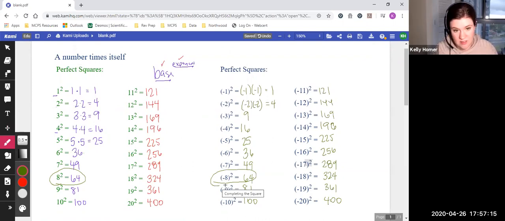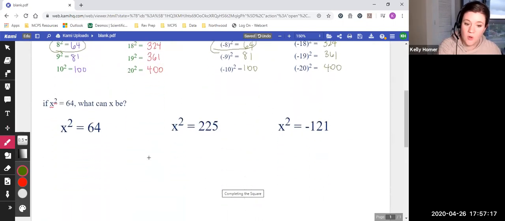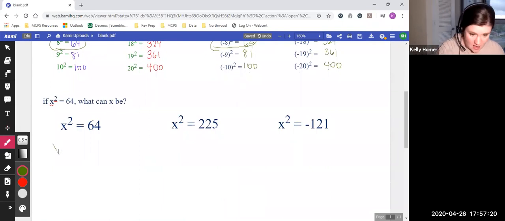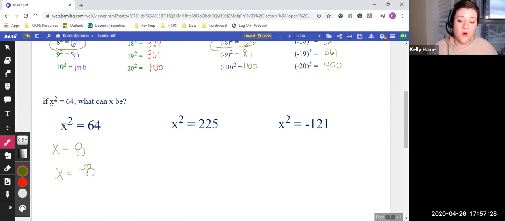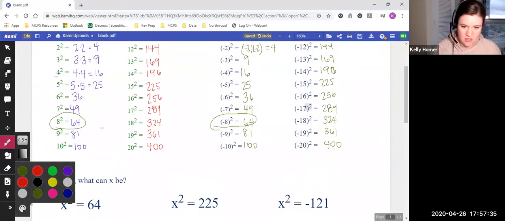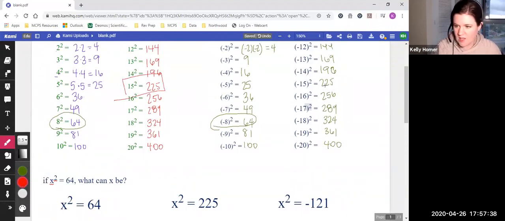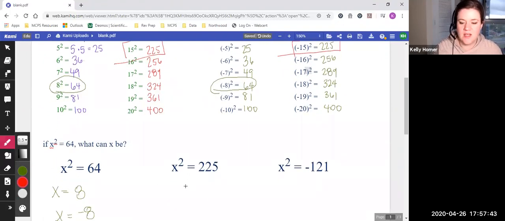Both of those can be 64, right? So if the question is x squared is 64, x could be 8 and x can equal -8 because both of those equal 64. Okay, same thing here, 225. I go up to my list, I see a 225 here, and I see a 225 here. So what that means is that x could be 15, x could also be -15. All right, just one more of these.